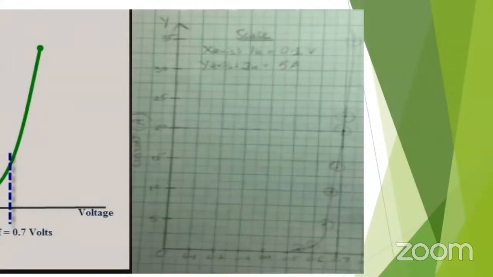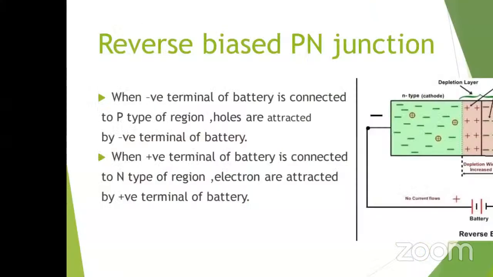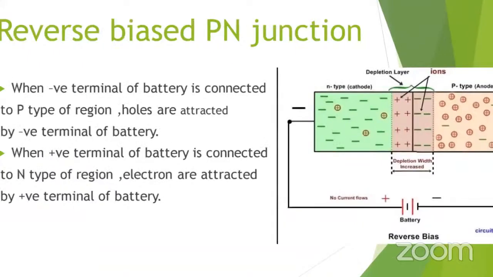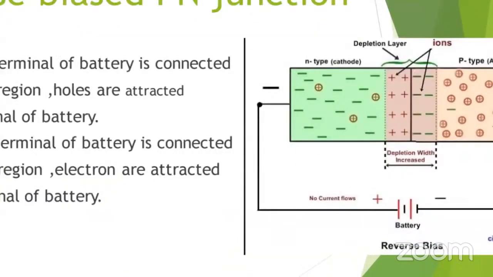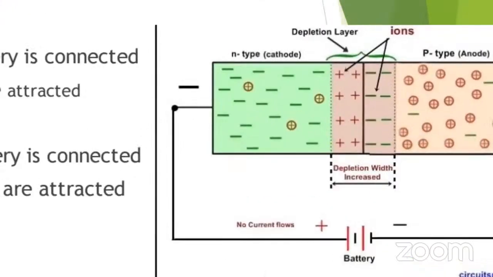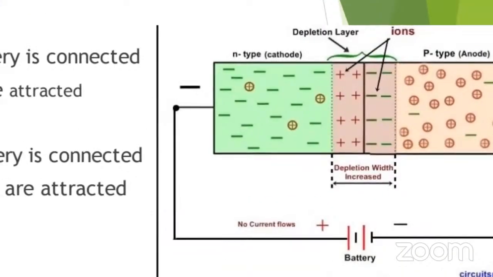Now we will move toward the reverse bias junction. In a circuit of a PN junction, when the P type region is connected to the negative terminal of the battery and the N type region is connected to the positive terminal of the battery, then the PN junction is said to be reverse biased. At the same time, holes are attracted towards the negative terminal of the battery and electrons are attracted by the positive terminal of the battery. So both types of majority charge carriers move away from the junction.